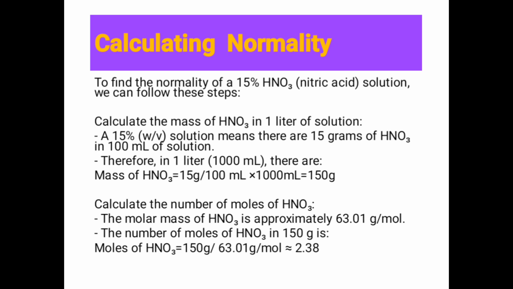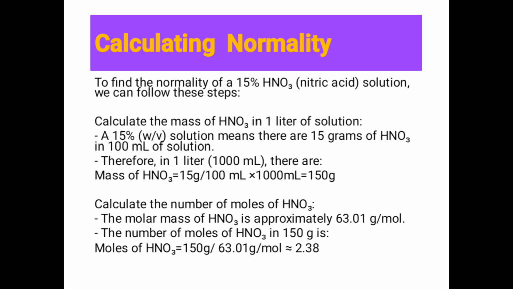Hence, in 1 liter, that is 1000 ml, we are going to have the mass of HNO3 equal to 15 over 100 times 1000. What do we mean by that? Don't forget that we want to be able to calculate very well. Our volume must be in terms of 1000 ml or 1 dm cube. The volume must be in a standard form, which is 1 dm cube. Our 1 dm cube is the reference point here.